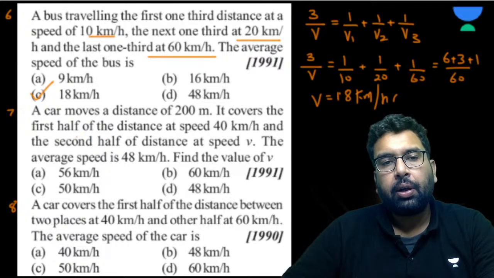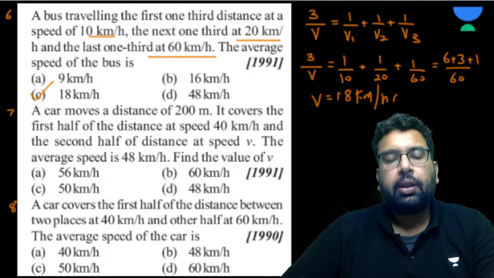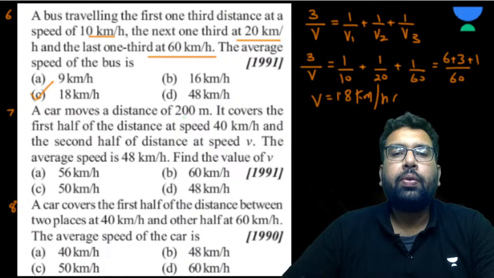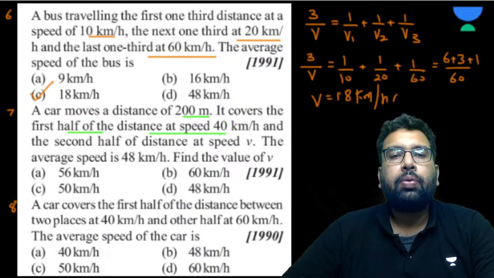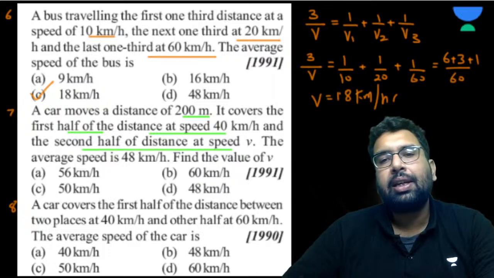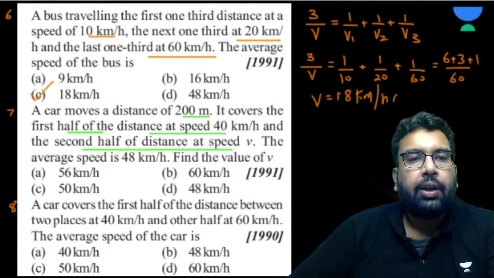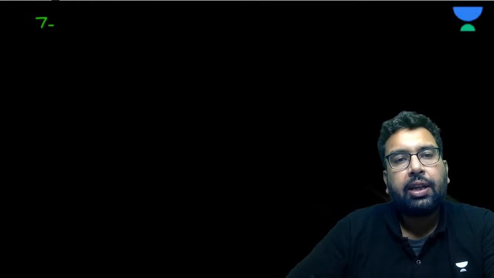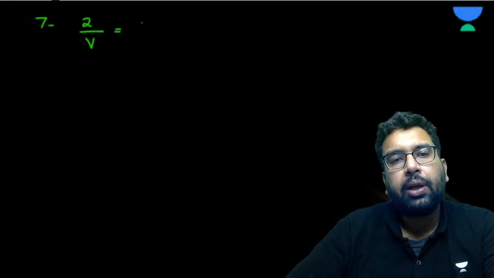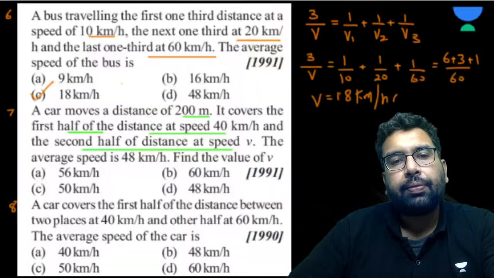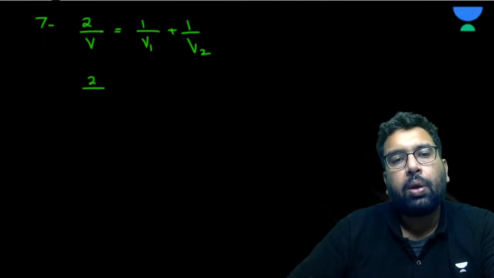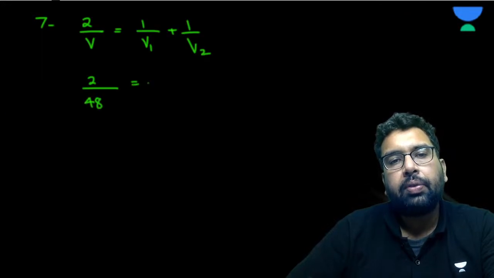So let me solve it. Now see, let's see this question. It says the car moves a distance of 200 meter. It covers the first half of the distance at one speed and the second half at another speed. So same distance is being covered, isn't it? When the same distance is being covered, you can relate the average speed and the speeds like this. So this will become 2 upon the average speed, which is 48, equals 1 upon V1, that is 40, plus 1 upon V2.